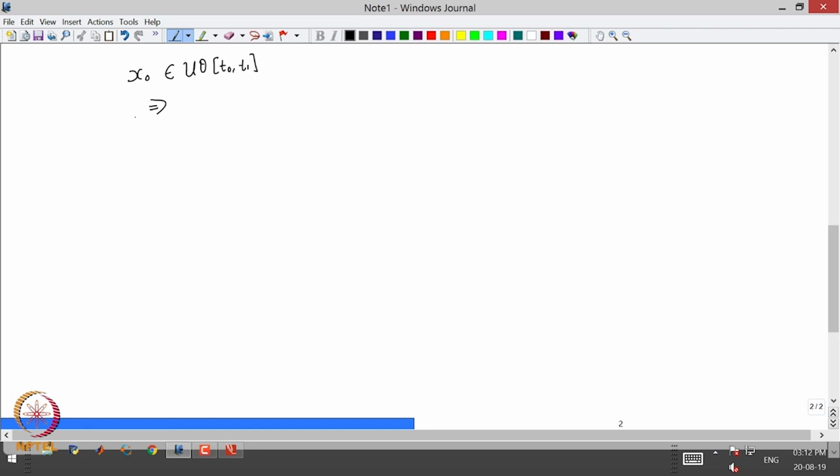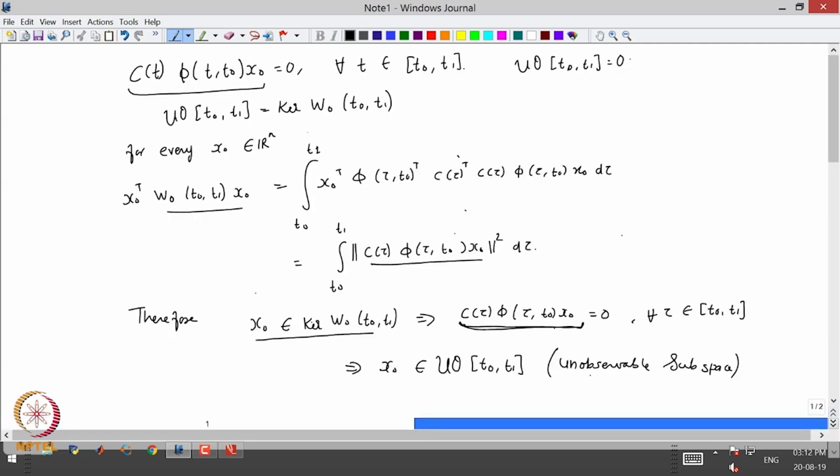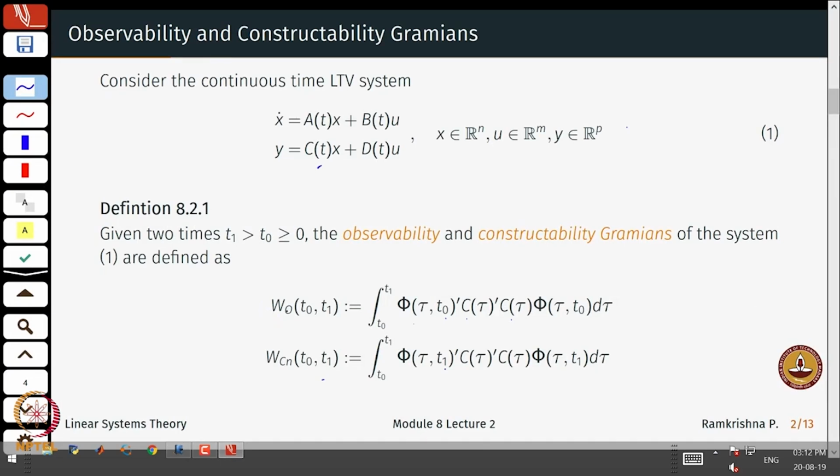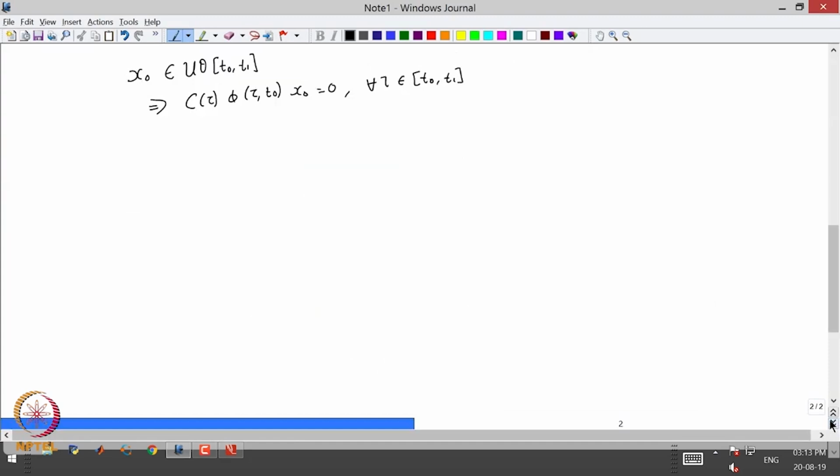So, if x naught belongs to the unobservable subspace, this also means that C tau phi tau t naught x naught is 0 for all tau in [t0, t1]. Now look at the definition of the Gramian, and pre- and post-multiply this W naught by x naught, that is, x naught transpose on the left and x naught on the right. This would imply that x naught also belongs to the kernel of W naught t0 t1. I am just using this fact.